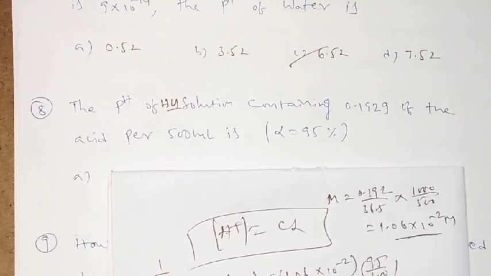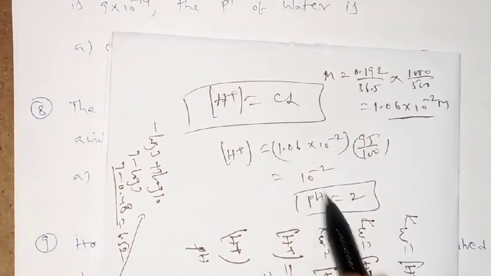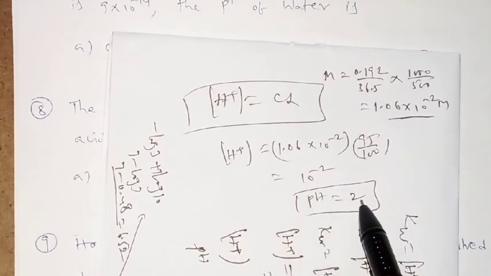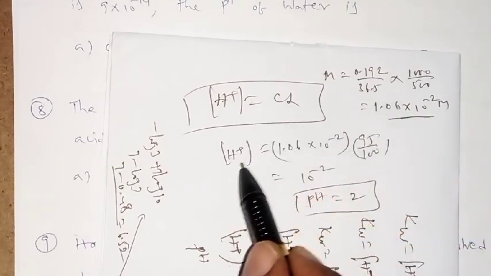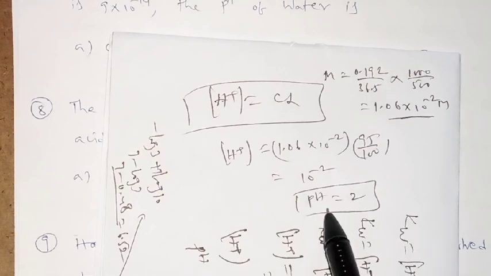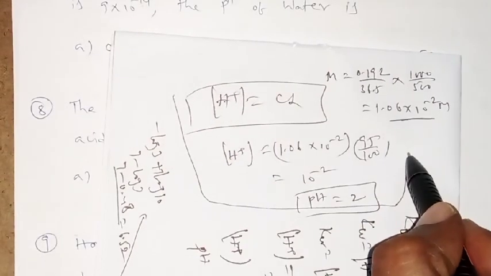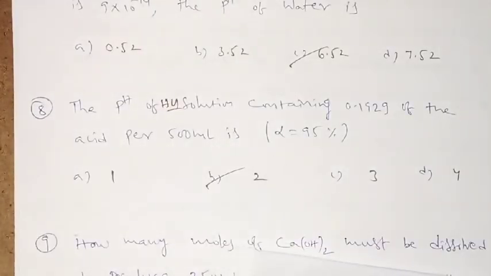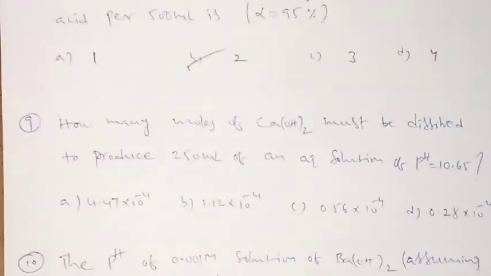Then automatically pH equal to how much? It is 2. Is it clear? H plus equal to 10 power minus 2, automatically pH equal to 2. So identify the concentration, substitute in the formula, get the H plus, and from the H plus get the pH value. These are the steps involved in this process. Now what is our answer? 2. Is it okay? Right.